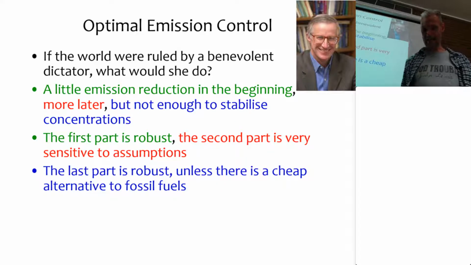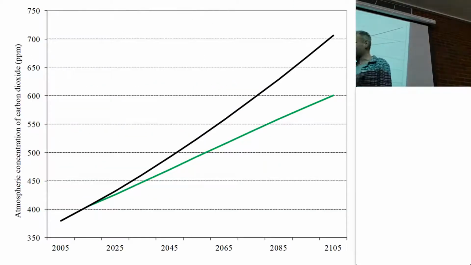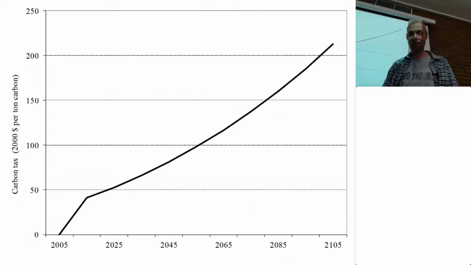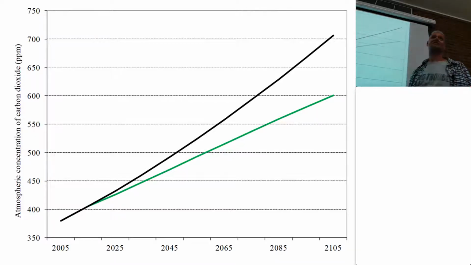And the answer that you get is threefold. A little bit of emission reduction in the beginning, a little bit of deviation from the path in the beginning, a modest carbon tax in the beginning, then a higher carbon tax and more emission reduction later. The concentrations keep on going up.